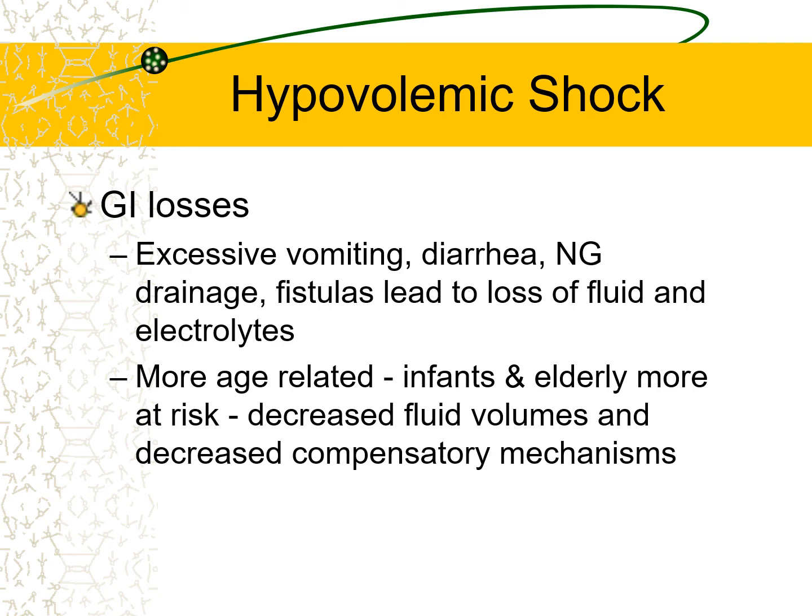And as always, the infants and the elderly are even at higher risk of hypovolemic shock related to GI losses. Okay, you've already studied parts of pediatrics, and you know how sensitive infants are to dehydration. So they're always at greater risk of hypovolemic shock because their bodies cannot compensate as well for those losses in fluid volumes.